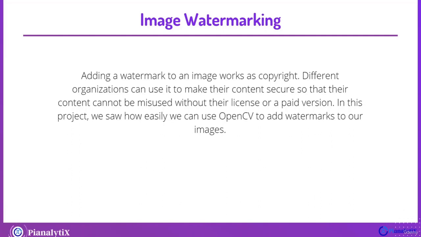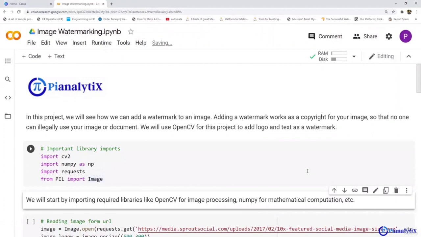We will create this project using OpenCV and Google Colab. So let's get started. In this project, we will be using Google Colab, as Google Colab provides high computational power and CV requires that. We'll see how we can add a watermark to an image, because adding a watermark works as a copyright for our image and no one can illegally use our document or image after that.